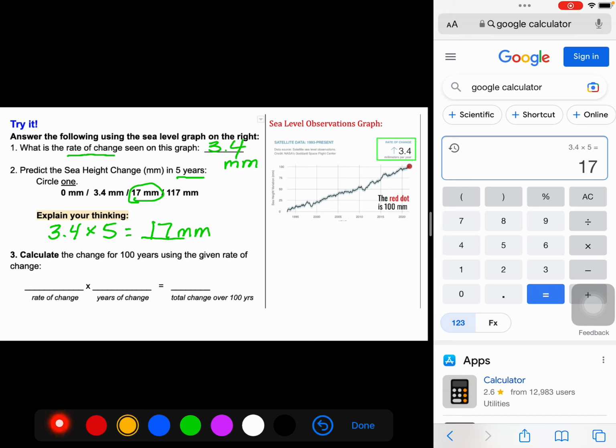Let's do the same thing here for a 100-year span. If I know my rate of change, that doesn't change at all, that stays the same. If I know my rate of change is 3.4, and I want to project 100 years from now, what will that change be? Again, I'm back over here in my calculator, 3.4 times 100. So for a 100-year time span, I'm looking at a change of 340 millimeters over 100 years. That is roughly a little over a foot, on this current projection.